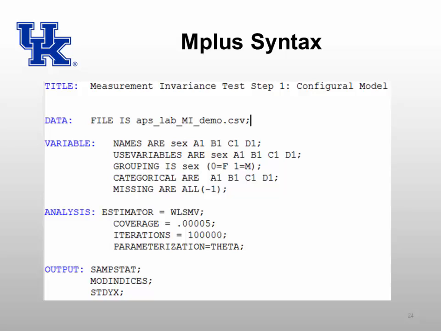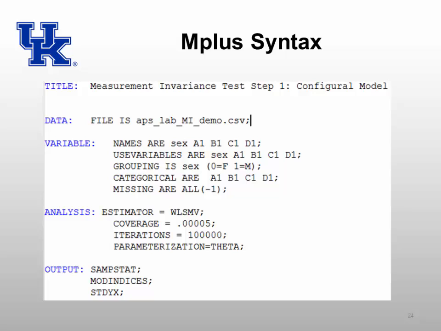When you are doing measurement invariance with categorical items, you have to specify which items are categorical. And because you're actually going to be looking at residual variances, which get estimated a little differently in Mplus, you have to specify under the analysis stage that the parameterization equals theta. If you do not, and you try to actually estimate residual variances, you will get an error message stating that you need to change your parameterization to equal theta.